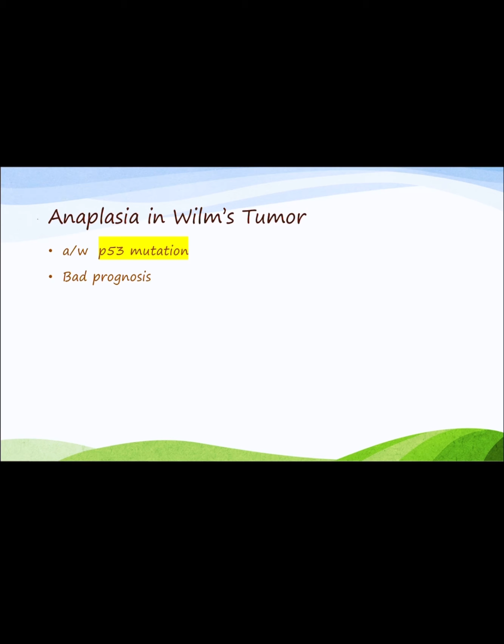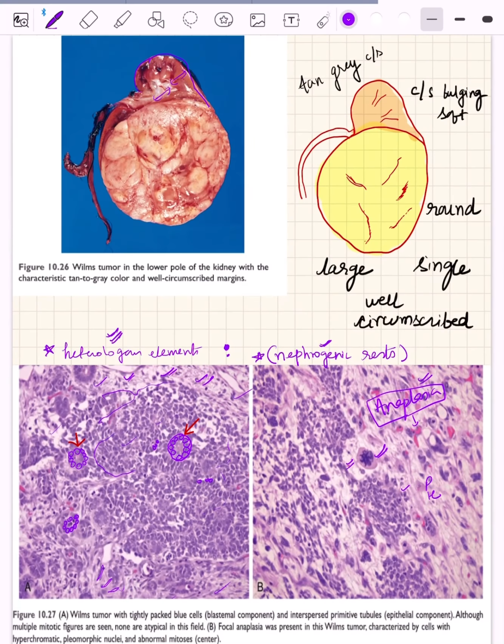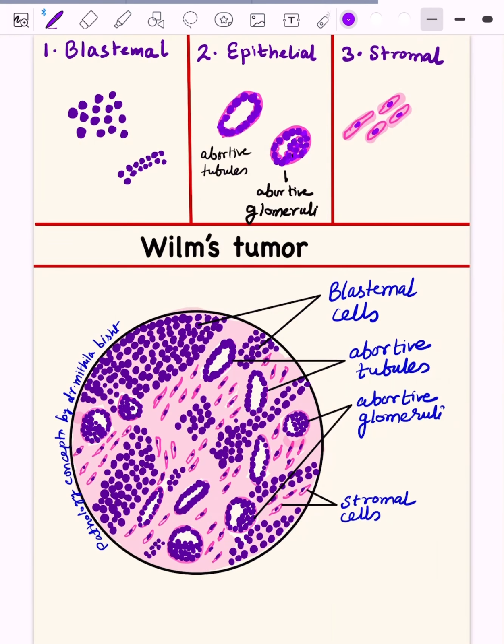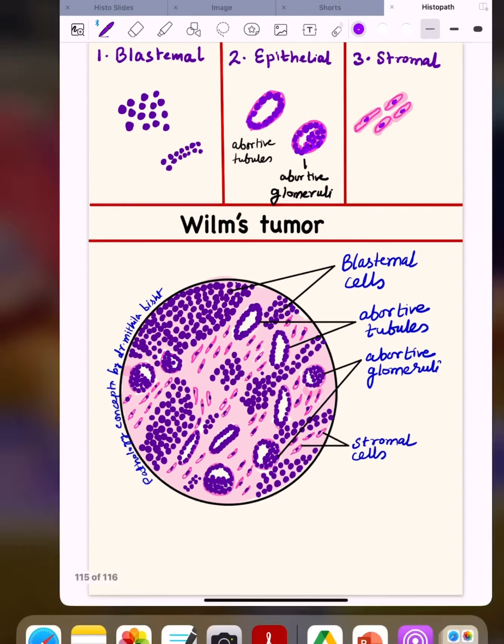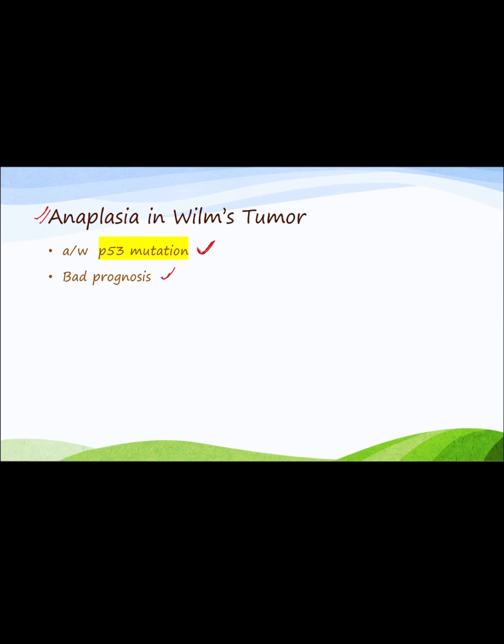Now, anaplasia in the Wilm's tumor, an important point is it is associated with p53 mutation, and I have already told you that it is associated with the bad prognosis. So this is all about Wilm's tumor. Now the histology of Wilm's tumor I will teach in the next lecture. The microscopy of Wilm's tumor is also important for the exams. If the question comes, then you have to draw this. So this I will explain in the next lecture.